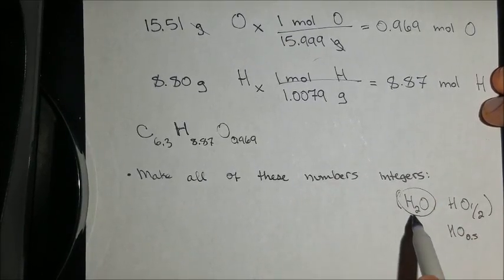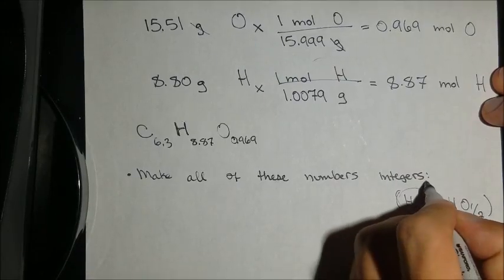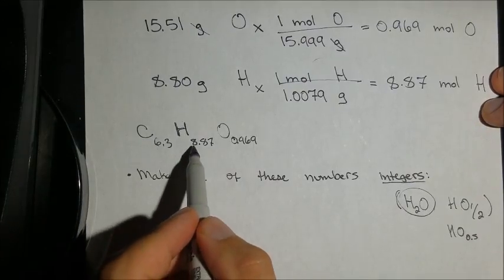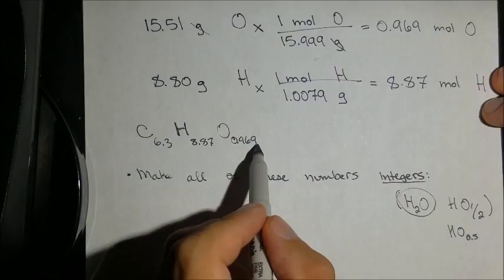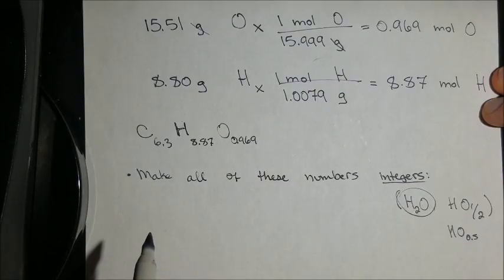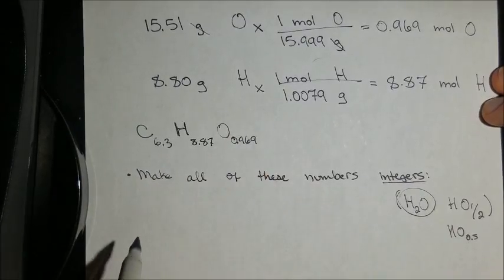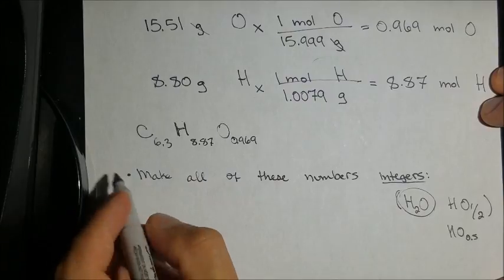So you try to get everything into whole numbers so that you can look at that and go, oh, when I bring it down to the molecular level, I've got 2 atoms of hydrogen and 1 atom of oxygen for every molecule of water. We want to do the same thing for ibuprofen. We want to see if we can get all of these numbers to be integers so that we can have whole number values in our empirical formula. We've got here 6.3, 8.87, and 0.969. The first step is to divide all of these numbers by the smallest of these. So we're going to divide all of them by the coefficient that's with the oxygen.